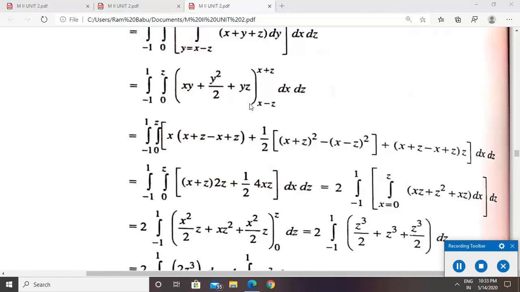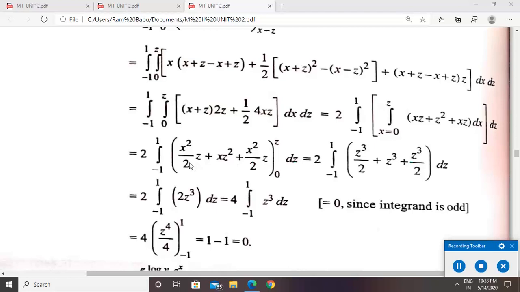and plus the third function yz. We replace y with x plus z, that is x plus z into z, then we replace y with x minus z, that is minus x minus z into z. In both terms z is common, dx dz. In this way, after simplification, finally we get this function: xz plus z square plus xz dx.